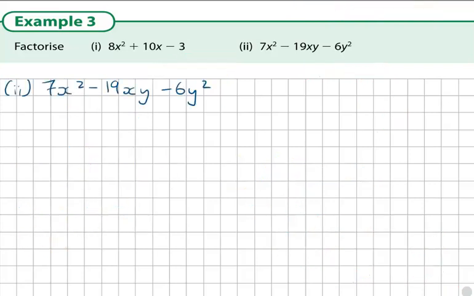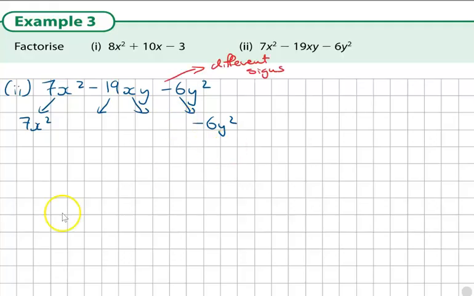Part 2, factorize 7x squared minus 11xy minus 6y squared. So I bring down the 7x squared and the minus 6y squared. This minus tells me I have different signs. So I have plus something xy minus something xy.